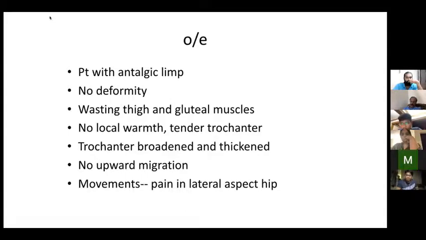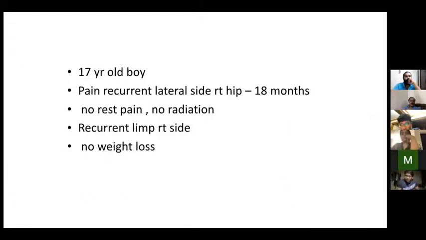Naomi, can you once again read so that everyone is listening. Yes, sir. Okay, once again. We are talking about a 17-year-old boy who has pain in the lateral side of the hip. There is no rest pain, no radiation. Recurrent limp on the right side, of 1.5 years duration, and there is no weight loss.